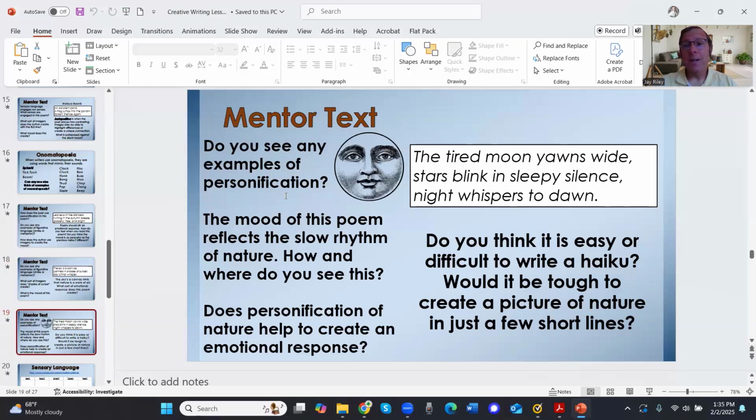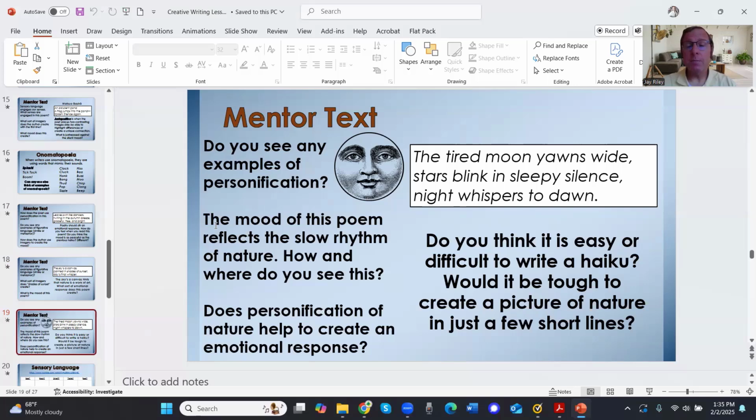Here, this is a great example of personification in this poem. The author says, "The tired moon yawns wide. Stars blink in sleepy silence. Night whispers to dawn." So fantastic personification, the moon yawning and night whispering. We know those are things that the moon and the night cannot do. Only people can do those things.